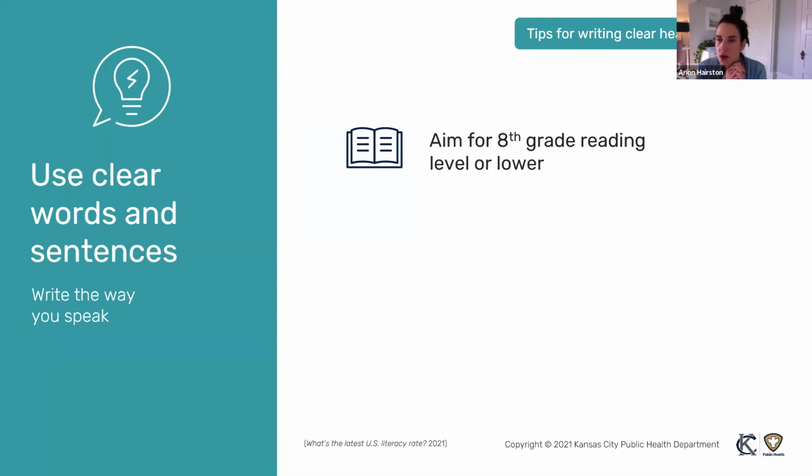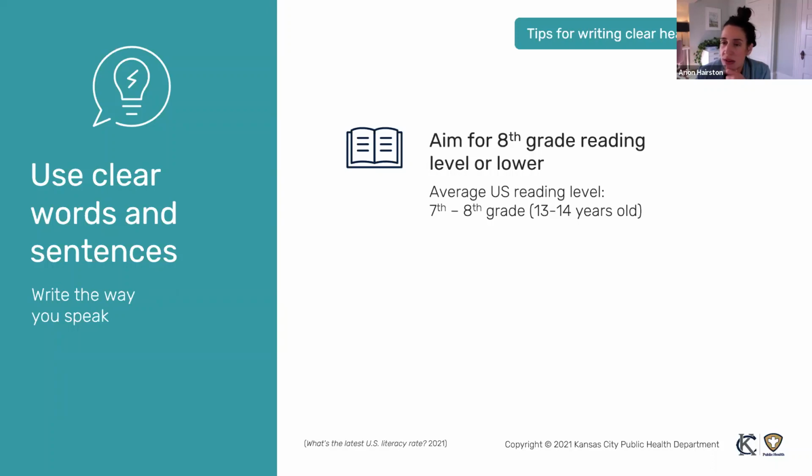You want to aim for the 8th grade reading level. The average reading level in the US is about 7th to 8th grade. So we're talking about 13, 14 years old. We know that people read lower when they're under stress. So when you're writing your documents, a great way is to check your reading level.